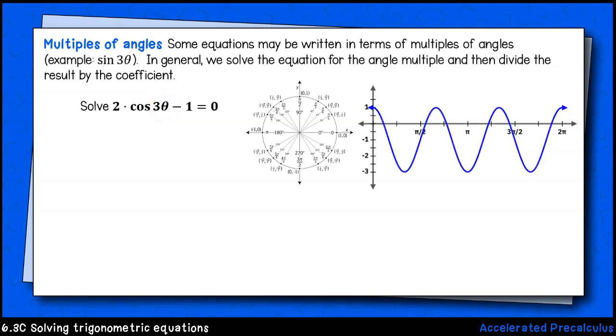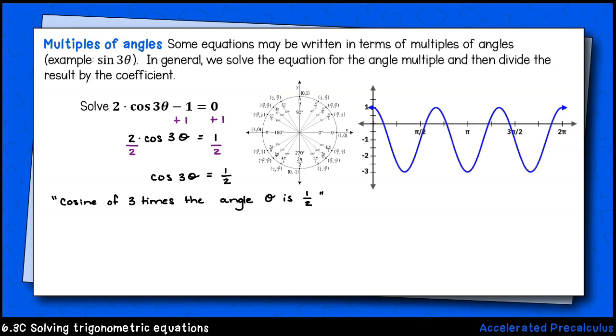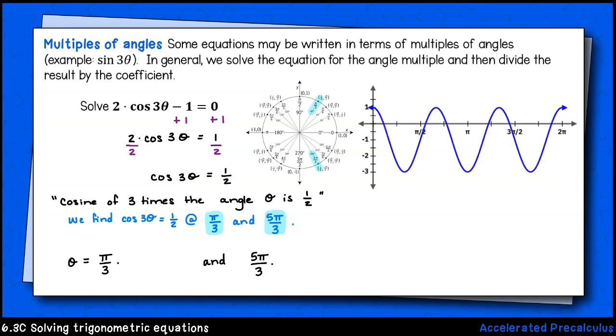We'll approach this the same way that we do all algebraic equations. Let's get as close to isolating that unknown quantity as we can. I'll add 1 to both sides of the equation and then divide both sides by 2. Now we have cosine of 3 theta equals 1/2. I'll go ahead and find the angles where cosine is equal to 1/2. That will be pi over 3 and 5 pi over 3.